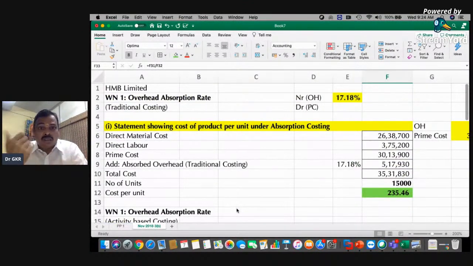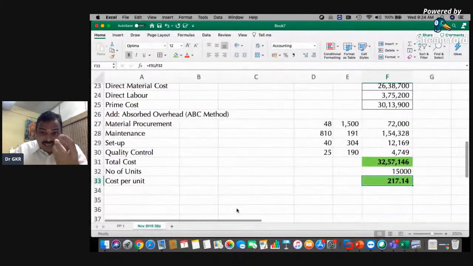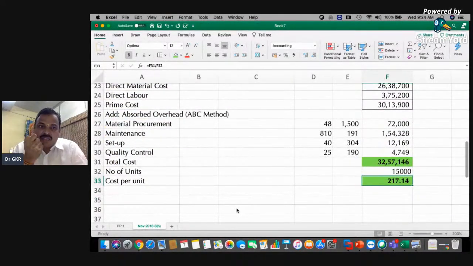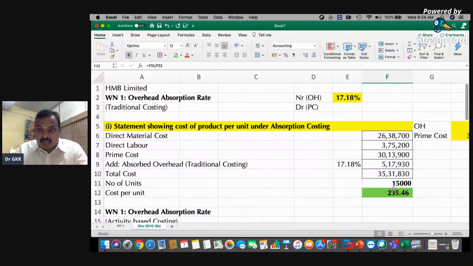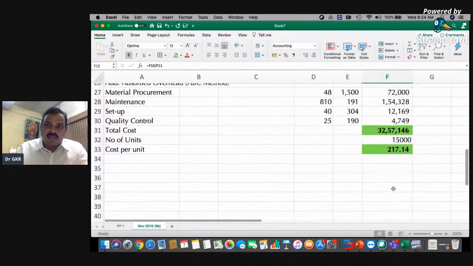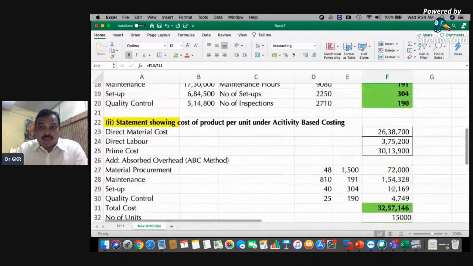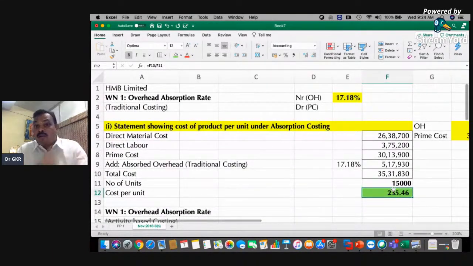Because on one rate you are doing it. Here you are exactly calculating the cost, and based on the driver you are absorbing. So therefore, sometimes this can be undercosted also. Absorption costing can be undercosted also. By activity based costing, you may do the correct costing. Sometimes absorption costing can be over costing also. So this is actually over absorption.